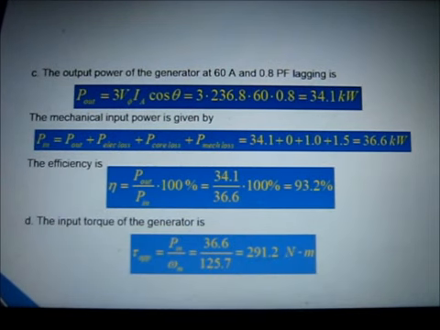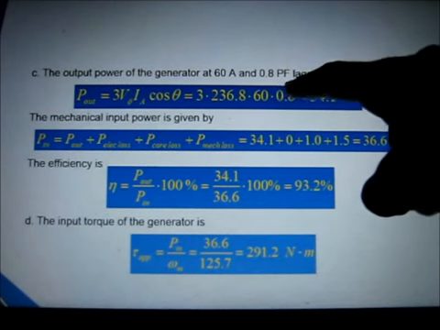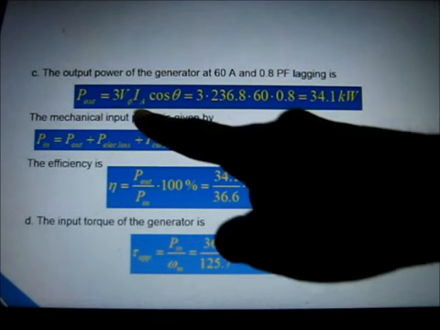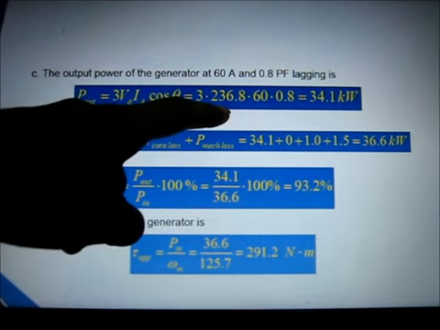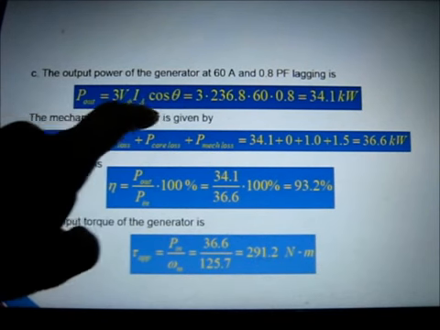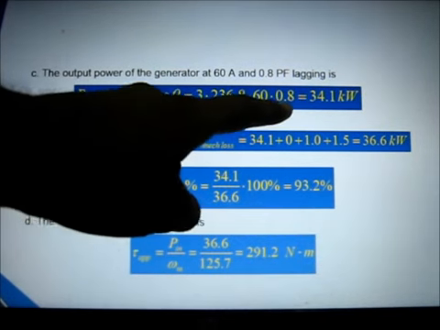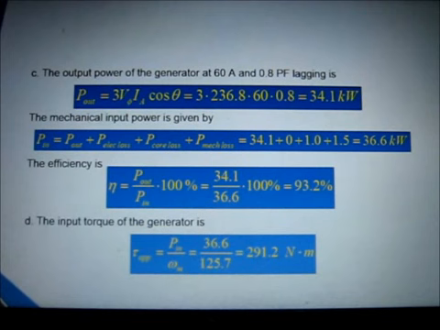The output power of the generator at 60 ampere and 0.8 power factor lagging, with the power formula we have known earlier, is given as 3 V phi IA cos theta. Now we are talking about 0.8 power factor lagging, so we use 3 into V phi in case of lagging into IA 60 ampere into cos theta, that is power factor 0.8, and the power comes out to be 34.1 kilowatt.